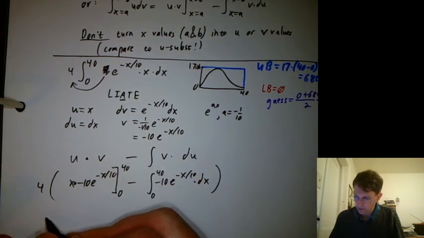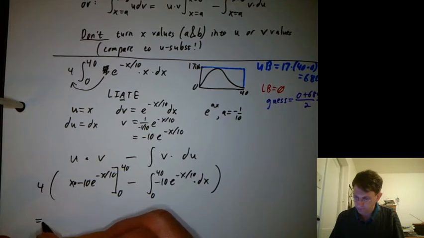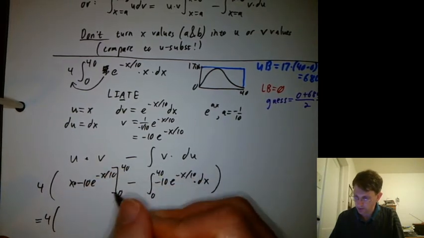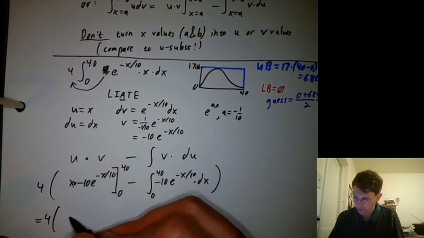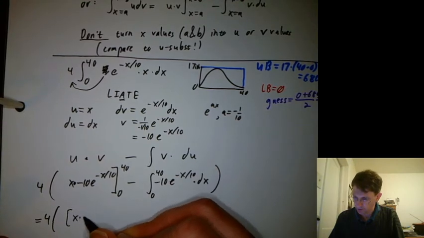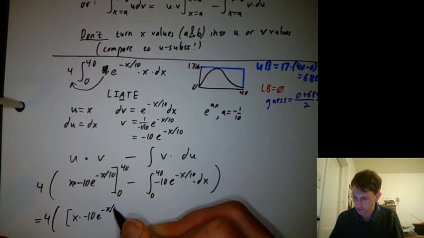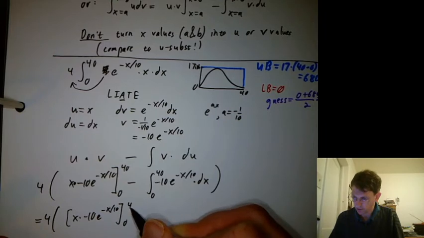Generically, it doesn't have a 4 out front. All right, so what should we do next? So we'll just copy this part. X times negative 10 e to the negative x over 10 from 0 to 40.